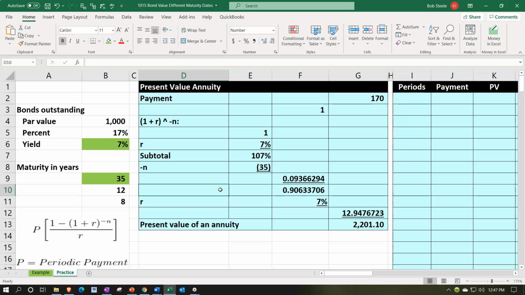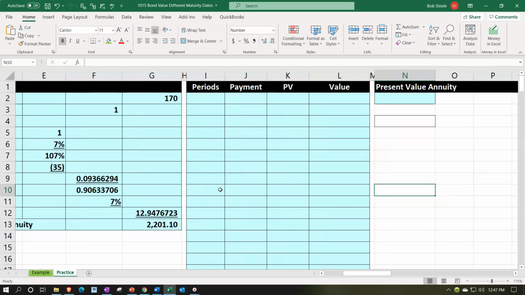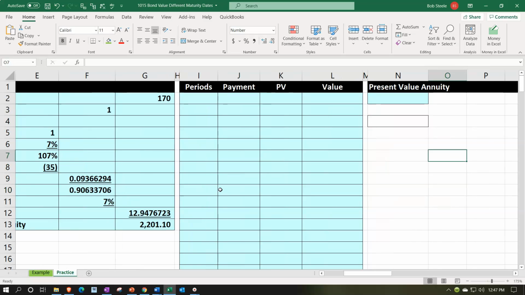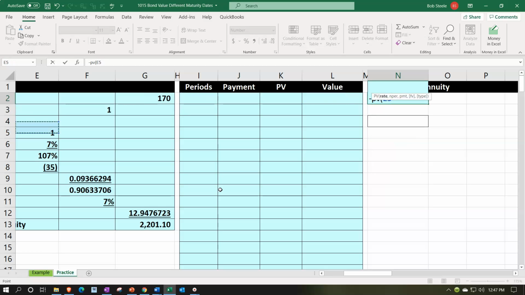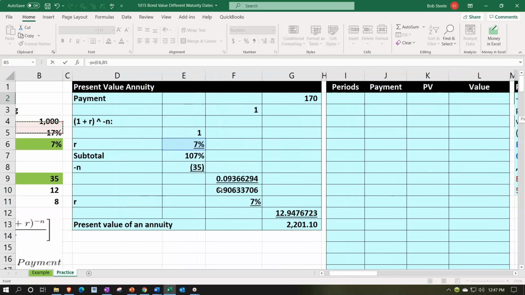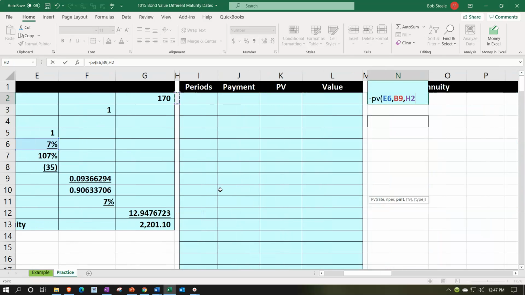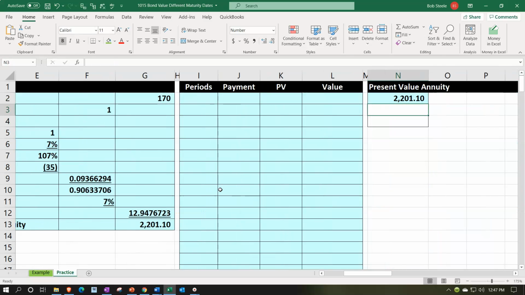Anyways, so now we're going to do this another way. We can do it with the magic way, with a function over here. So let's do that. Annuity, negative present value, shift 9, rate, 7%, comma, number of periods, 35 of them, comma, payment 170. So there we have it again.